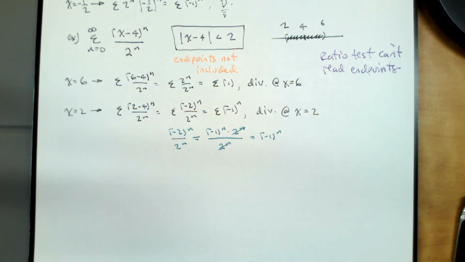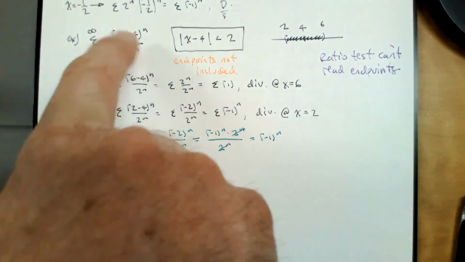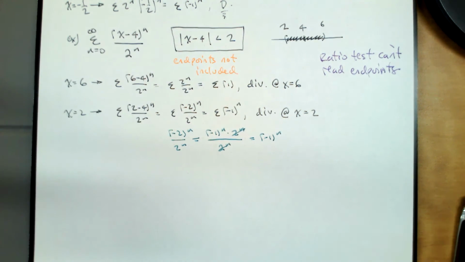So the ratio test can't read what's going on at the endpoints. That's why we have to keep checking the endpoints. But since we're so fast at reading whether a series converges, we can just imagine what's going to happen. We see with all the exponential stuff, it's going to end up to be a sum of 1 or a sum of negative 1 to the n, both of which diverge. So the endpoints are only going to change things up if we have some polynomial factors, because polynomial factors determine what's going on at the endpoints.